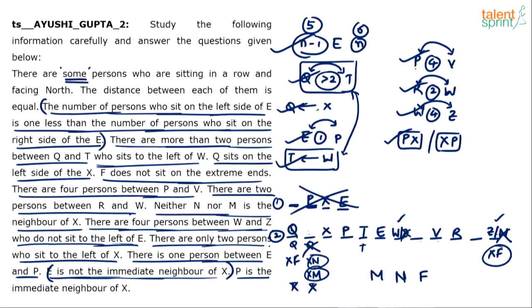See, what can be done? We know that N and M cannot be neighbors of X. So N cannot come here, M cannot come here. So out of 3 persons, if 2 of the persons cannot take this place, obviously F has to come here. F has to be the neighbor of X because M and N cannot be the neighbors of X.